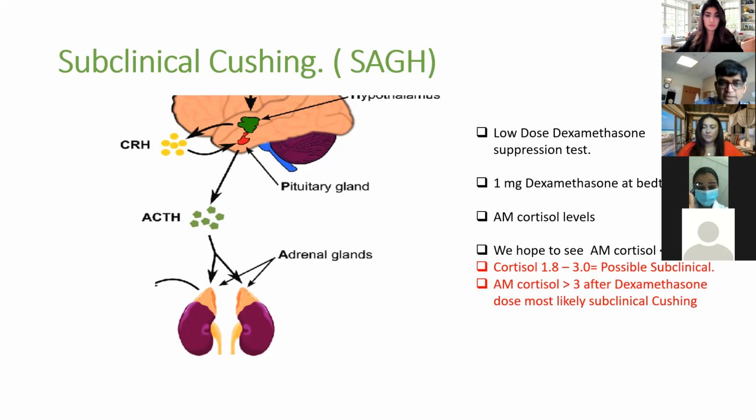And what we want to see is the following. Suppose this patient has an adrenal nodule sitting on top, like our patient. We want to see if this is making too much cortisol.